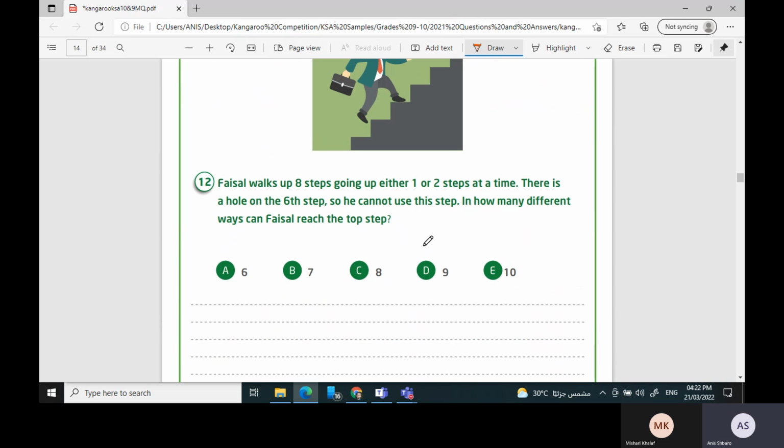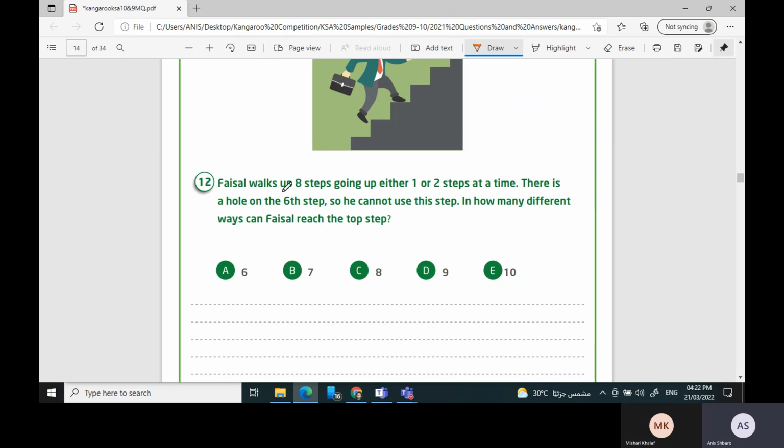Okay. Can you start reading this one? Faisal walks up 8 steps, going up either 1 or 2 steps at a time. There is a hole on the 6th step, so he cannot use this step. In how many different ways can Faisal reach the top step?